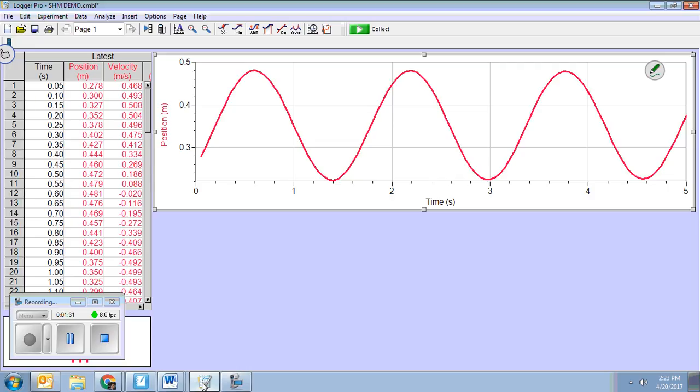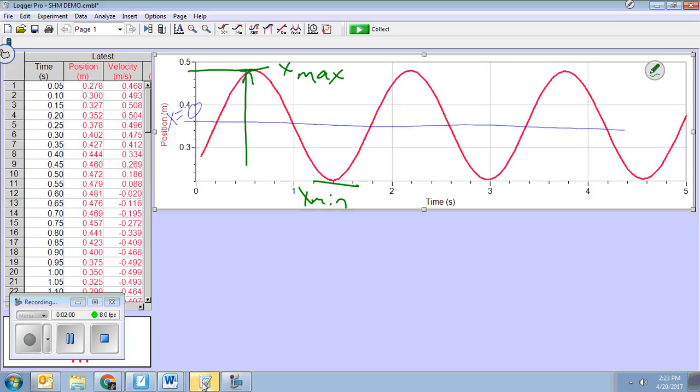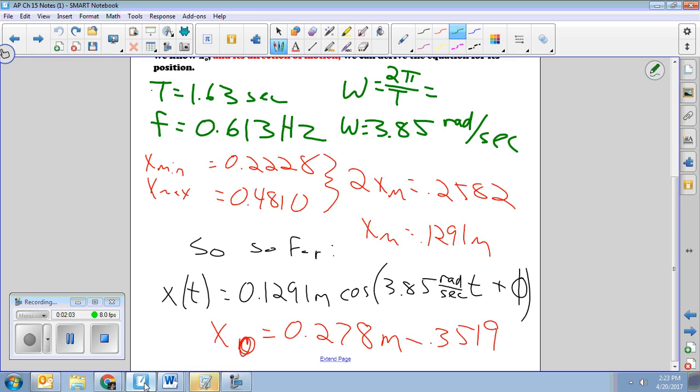Our x max was whatever this number was, 0.4 or something, and our x min was some number down here, on this scale. What we want to do is create a new scale where this equilibrium point is an x of 0. So what I did was I subtracted my x min from my x max, and that was 0.2582.